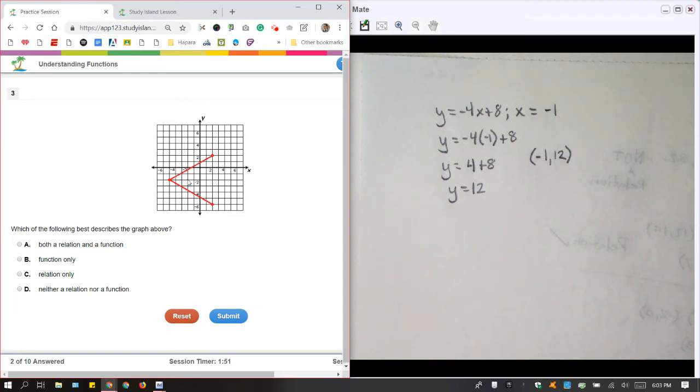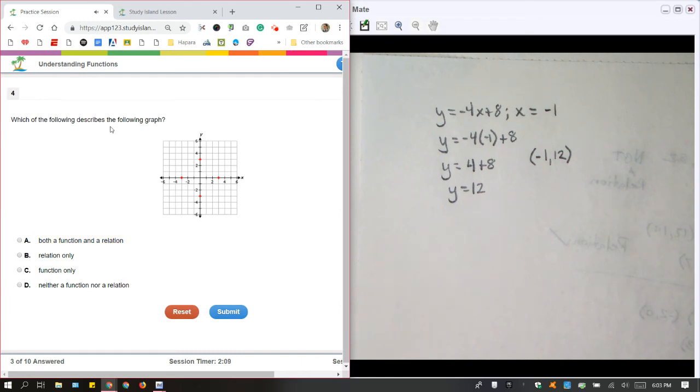There's lots of points. Any two points that are right above each other prove that this is not a function. And this happens all the way down, all the way across. So this is a relation because it's points on a coordinate plane. It's x and y values, but it's not a function. It's a relation only.